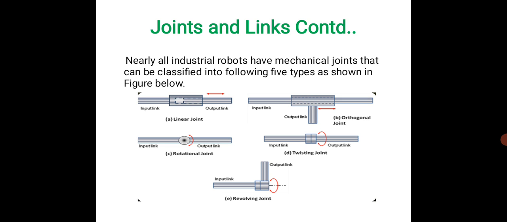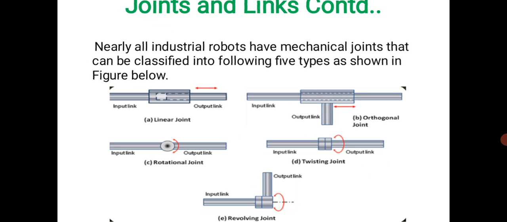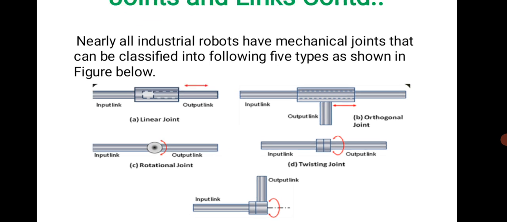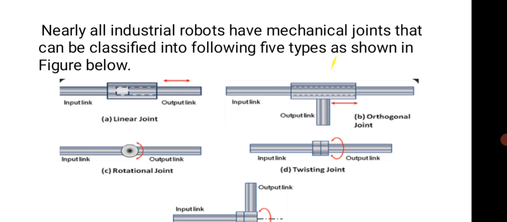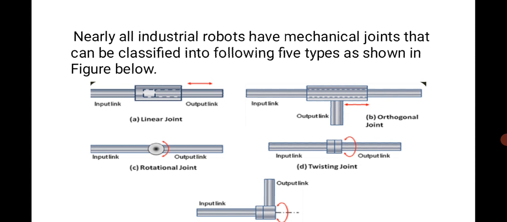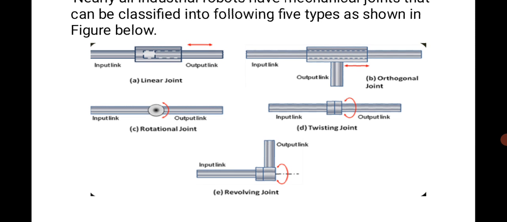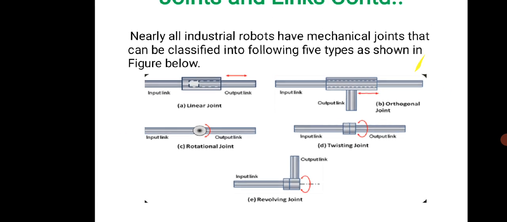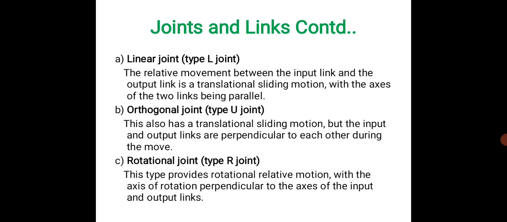Coming to joints and links, nearly all industrial robots have mechanical joints, which are classified into 5 types as shown in the figure below. This may be a linear joint, where it can move linearly, an orthogonal joint, a rotational joint, a twisting joint, and finally a revolving joint. According to the movement of the robot, these joints are used. The linear joint is called a type L joint. There will be a relative movement.